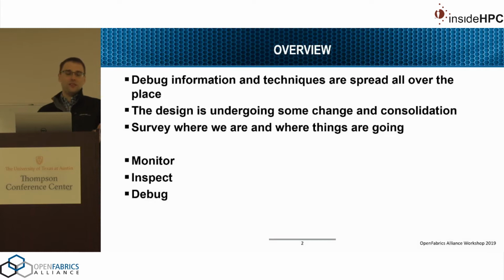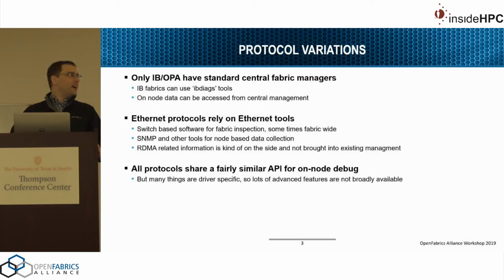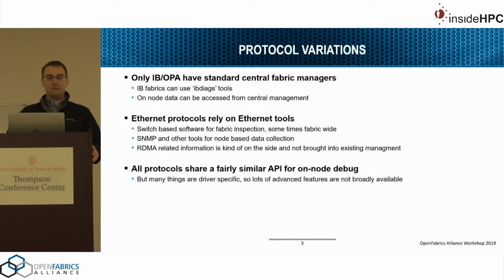RDMA is sufficiently complicated, we often have problems that need analysis. And I think, as we've heard a couple times today, we have a whole bunch of different protocols in the RDMA world, and they all have different takes on this. IB led the way a long time ago with this idea of centralized management and centralized performance managers, and the ability to inspect your fabric from the end nodes is pretty key in IB. And I think OPA has something very similar, but most of the other things don't.